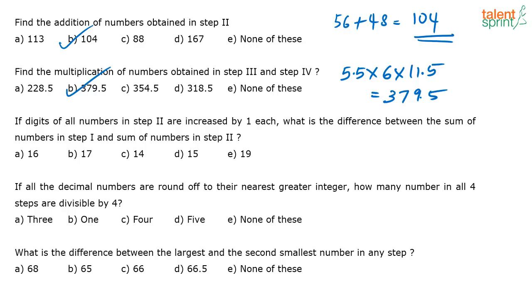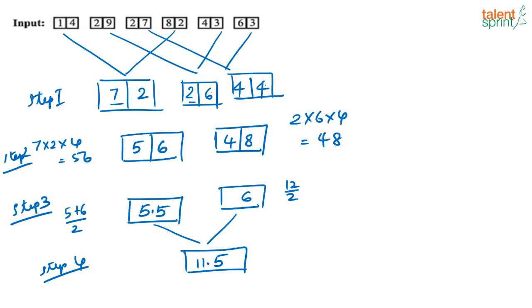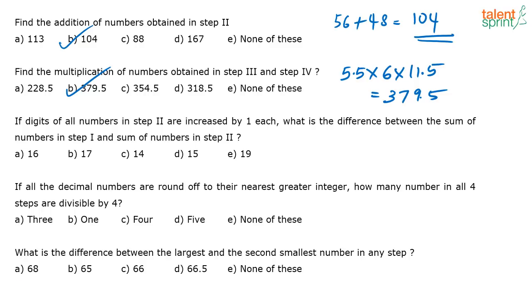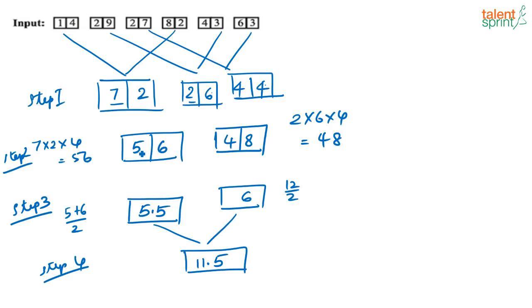For the third question, Abhinaya also says the answer is option A. Okay, Deepank also says A. Sai Kiran says C. Shubham says A. See, if the digits of all the numbers in step 2 are increased by 1, what is step 2 here? Step 2 is this, correct? 56 and 48. Digits are increased by 1 means this 5 is becoming 6, this 6 is becoming 7. Similarly, this 4 will become 5, this 8 will become 9. So that is what is happening when you are increasing the digits by 1.